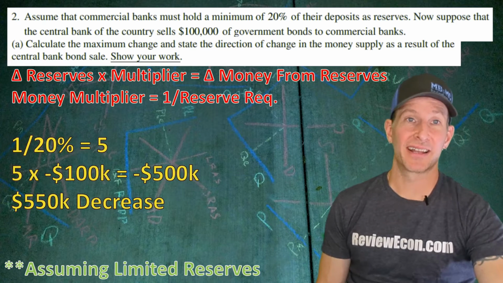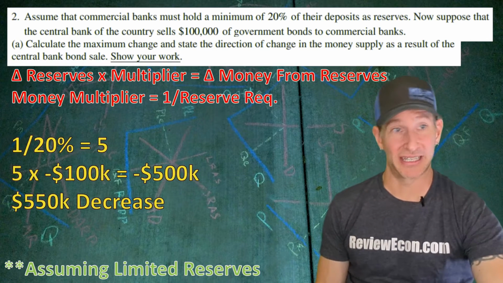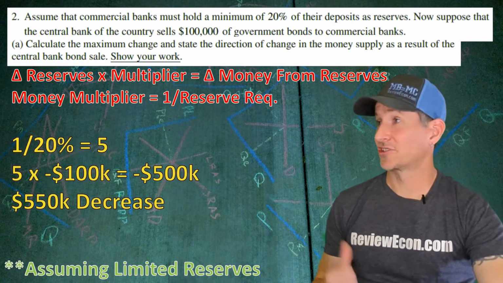And make sure you have identified it as a $500,000 decrease. And if you've identified it correctly and shown your work like that, you get yourself a point.